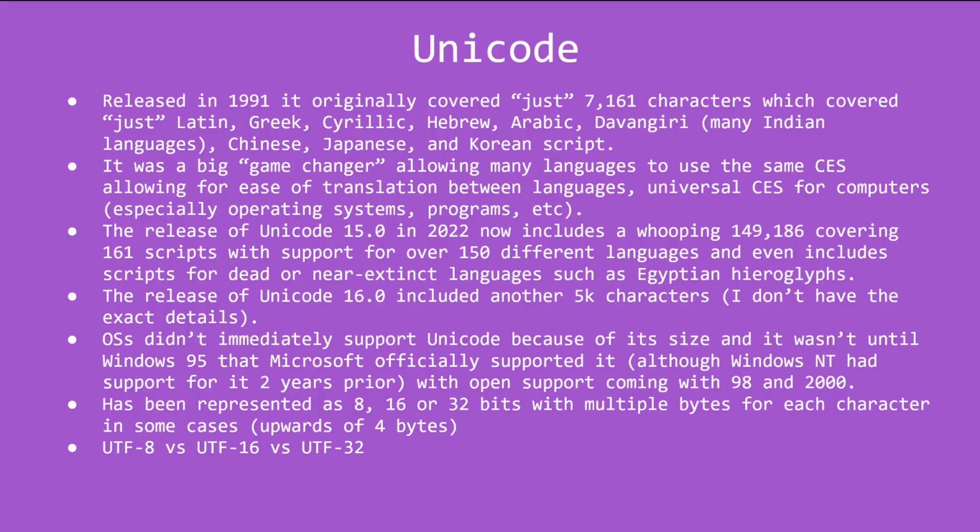There were no systems even approaching this size at that point. Extended ones, 255 characters maybe, but this was over 7,000. It covered Latin, Greek, Cyrillic, Hebrew, Arabic, and I'm going to butcher this, Devanagari. That's basically an alphabet that's used for a lot of different Indian languages, Chinese, Japanese, Korean. Again, big game changer.